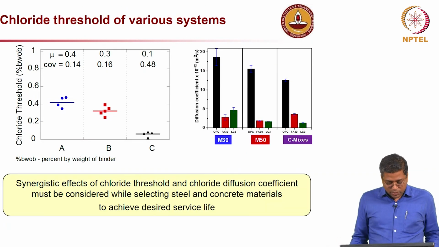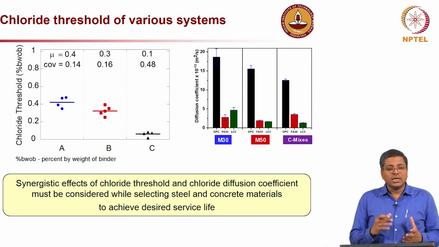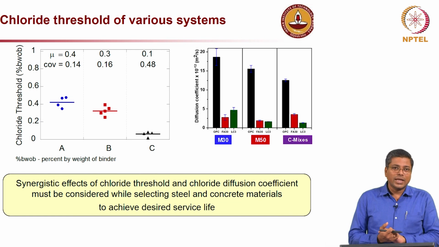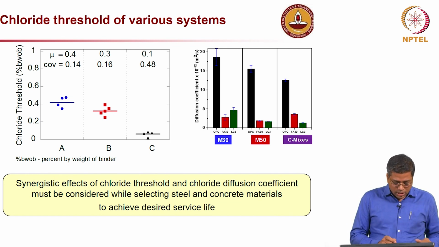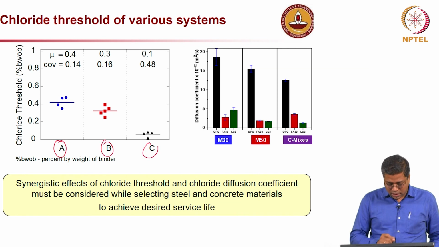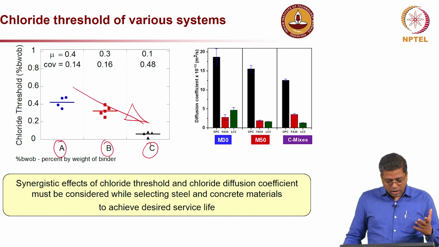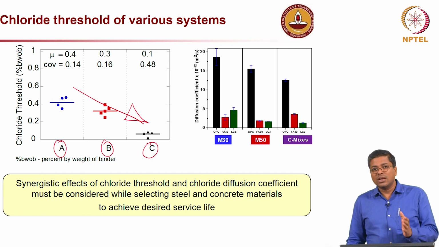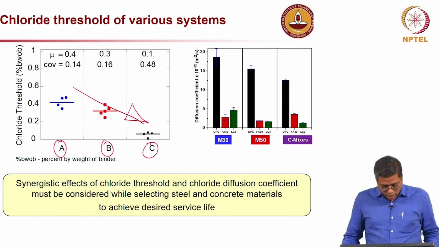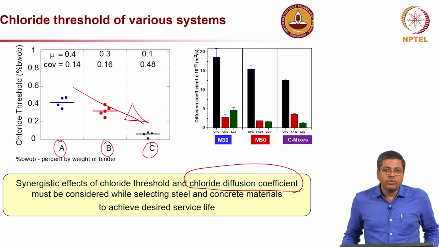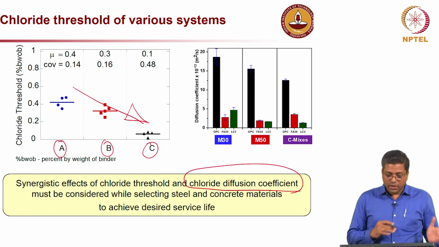Now, likewise we have determined chloride threshold, and you can see the chloride threshold is not just a function of the steel, it is also a function of the type of cementitious system used. As you see here, there were 3 systems used, A, B, C. We can very clearly see there is a reduction in the chloride threshold as a function of the type of cementitious system. So, for each steel concrete system you have to determine the chloride threshold, and then combine that result with the chloride diffusion coefficient results, which I discussed in the previous lecture.